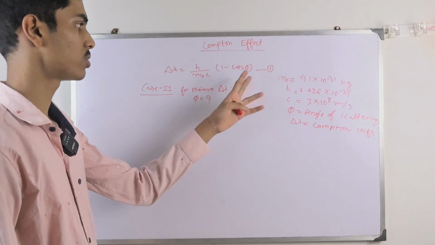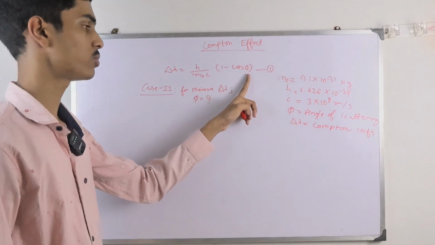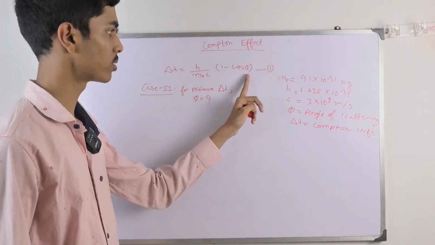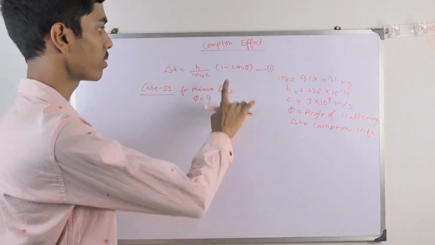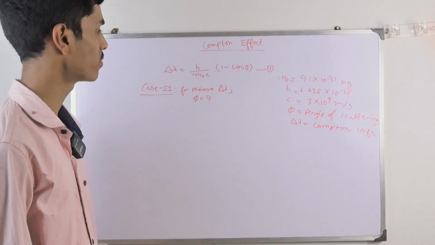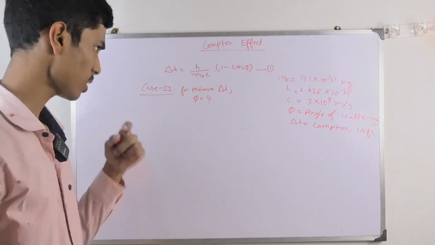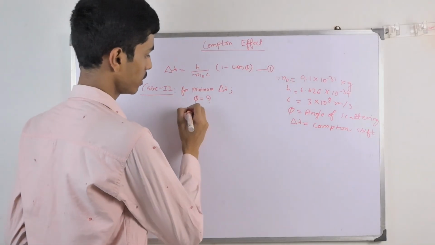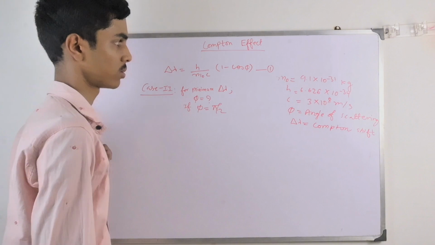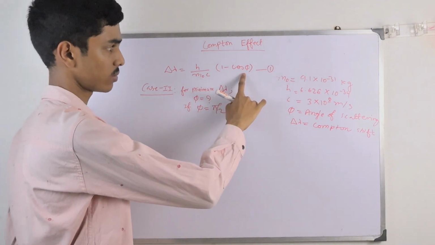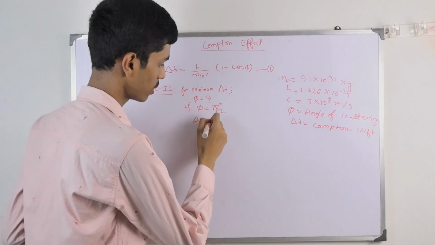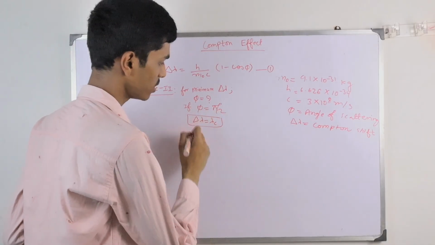Just assume if we put phi to be 0, it will be 1 minus 0, del lambda equal to lambda c. If we put phi equal to 180 degree, 1 minus of minus 1, which is 2, twice of this thing. So when will it be 0? Acha, if phi equal to pi by 2, cos pi by 2 will be 0. So it will be del lambda equal to lambda c. But it's not the minimum case.